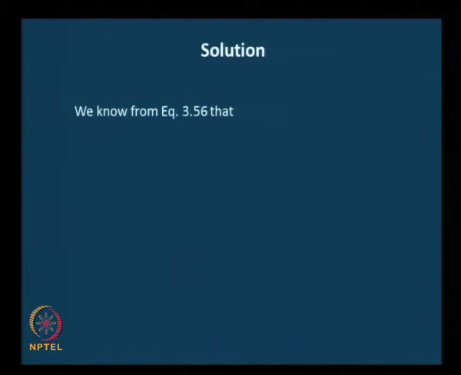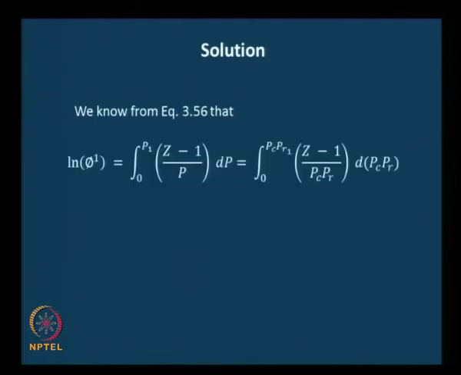Okay, some of you would have arrived at the solution, which is very good. Let us look at the way of going about the solution. We have already seen from equation 356, the first step was to express this in terms of reduced properties. We already know that ln of phi 1 is an integral from 0 to P1 of (z minus 1) by P dP. Now, the way to express this in terms of reduced properties is to replace these actual variables in terms of the reduced variables.